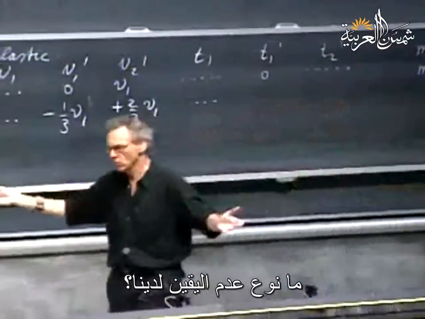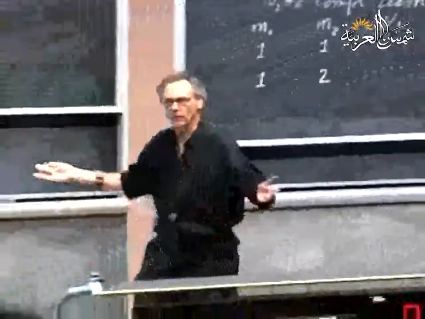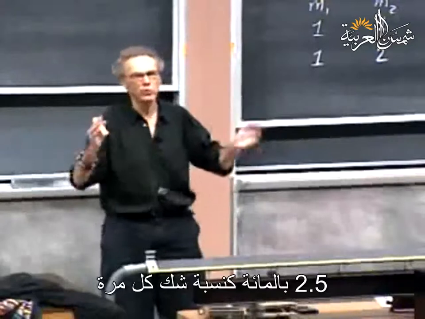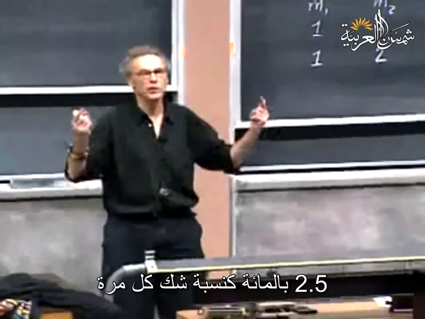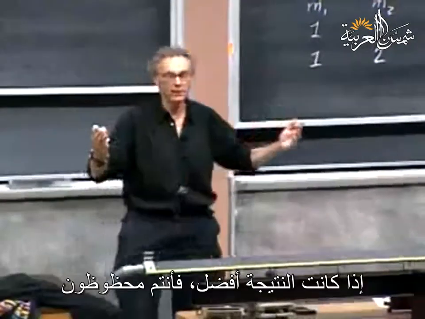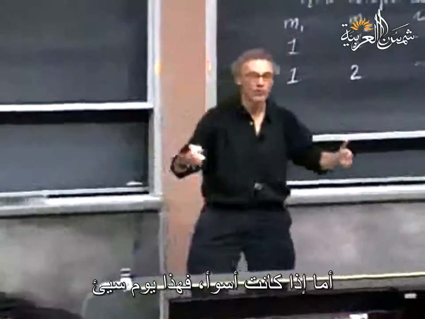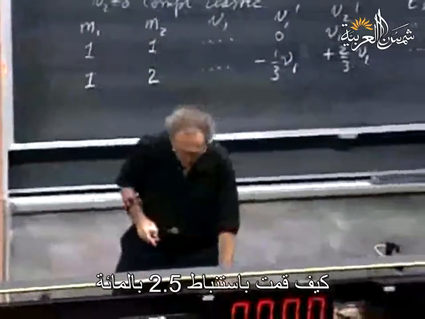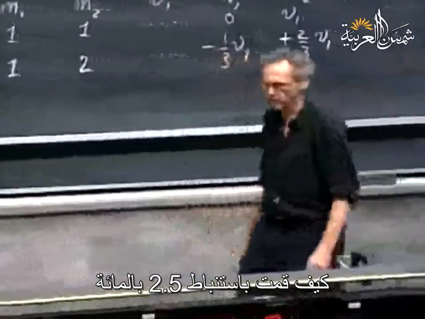What kind of uncertainties do we have? It's hard to tell. But I would say, as I argued last time, that you should allow for at least about 2.5% uncertainty in each time. If it comes out better, then you're lucky. If it comes out worse, then it is a bad day. 2.5%, and I argued last time how I reasoned about the 2.5%.